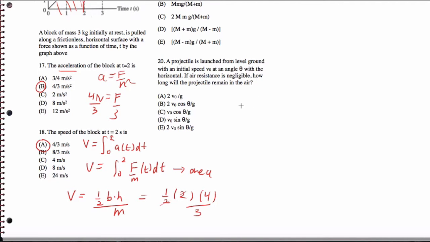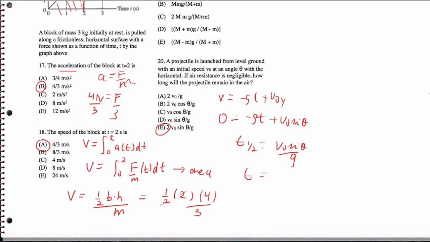Now, for number 20, I'm just going to skip to number 20. My ideal would be if you actually could just write down E right away, having memorized it, but if you can't, let's just remember V is negative gt plus V naught. We're reaching 0, and our launching speed in the y direction was V naught sine of theta. So I'm getting half the time is V naught sine theta divided by g, and then I'm doubling it to get the whole time, and that's how I'm getting E.